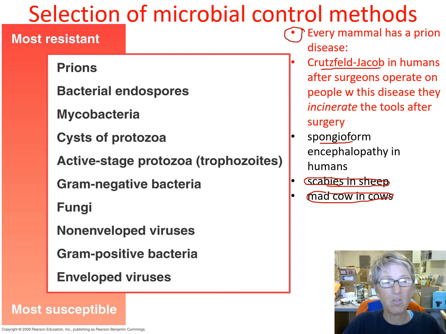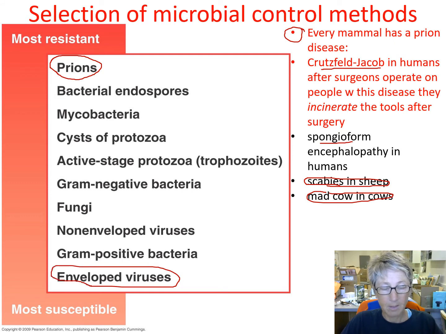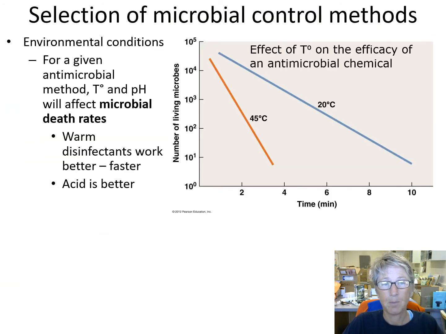So the most resistant to being controlled by chemical methods, in this cartoon, are prions. They're really hard to control. But like I said, I think they have a new product called Prionzyme. The most susceptible to our methods are enveloped viruses. So selection of antimicrobial methods continues. In the environmental conditions that we were talking about, for a given antimicrobial method, the temperature and pH will affect the microbial death rate.